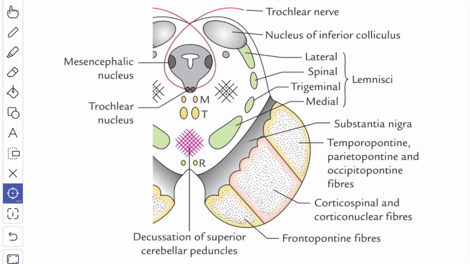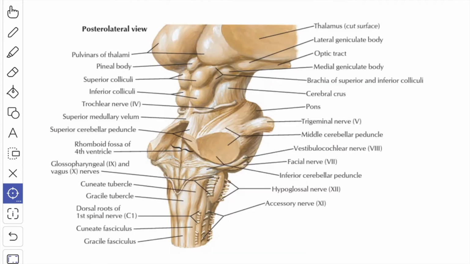The nerve emerges through a depression below the inferior colliculus on each side of the frenulum veli. So here you can see this is the trochlear nerve. It emerges below the inferior colliculus. This is the inferior colliculus. It emerges below the inferior colliculus on either side of the superior medullary velum.